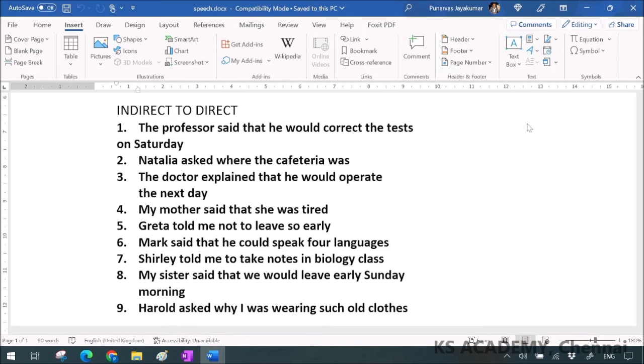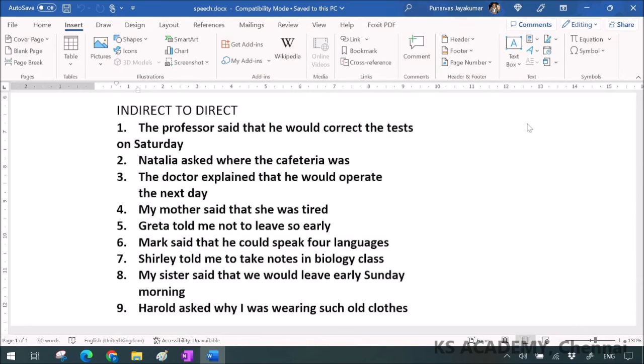Next. The doctor explained that he would operate the next day. The doctor explained, or the doctor said also is fine, "I will operate tomorrow." My mother said that she was tired. My mother said, "I am tired." Greta told me not to leave so early.